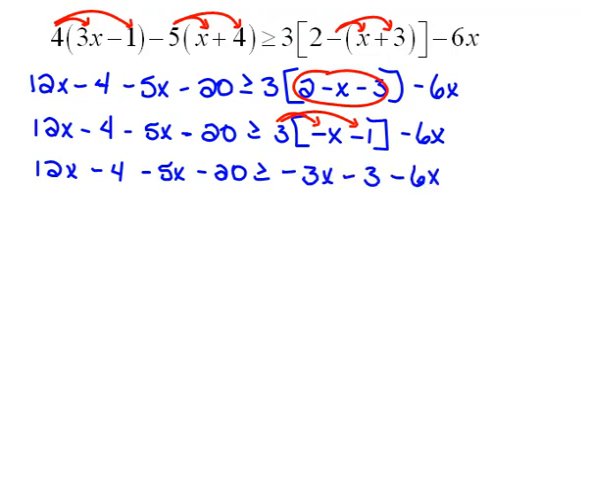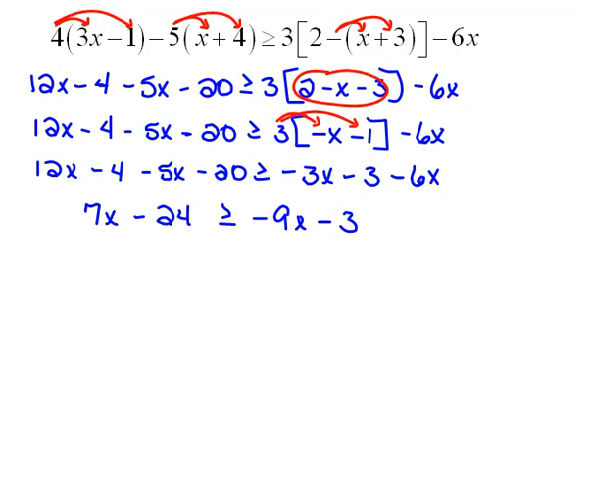Now that we're done with our distribution, we can start in with the combine like terms step. So on the left hand side we've got a 12x minus a 5x, which would be 7x, and a negative 4 and a negative 20 would be a negative 24, greater than or equal to. Over here on the right hand side, kind of forgot my directions there, negative 3x minus 6x would make that a negative 9x and then a negative 3.